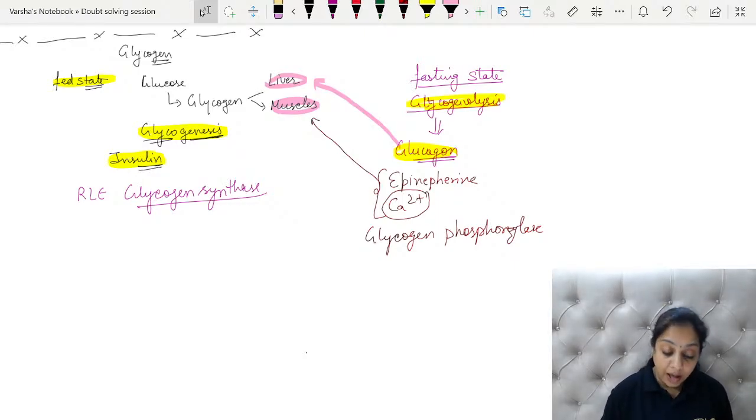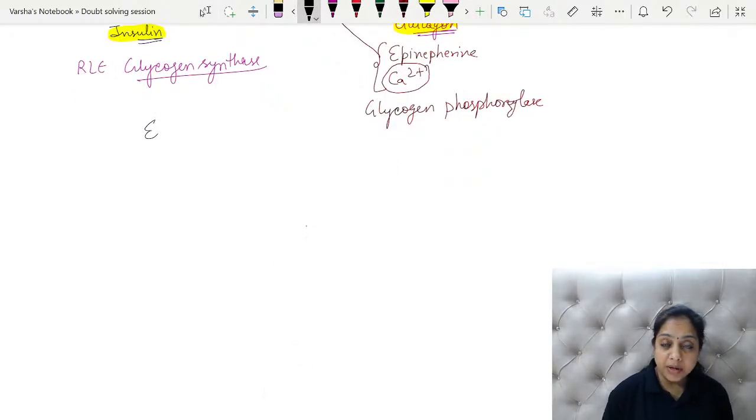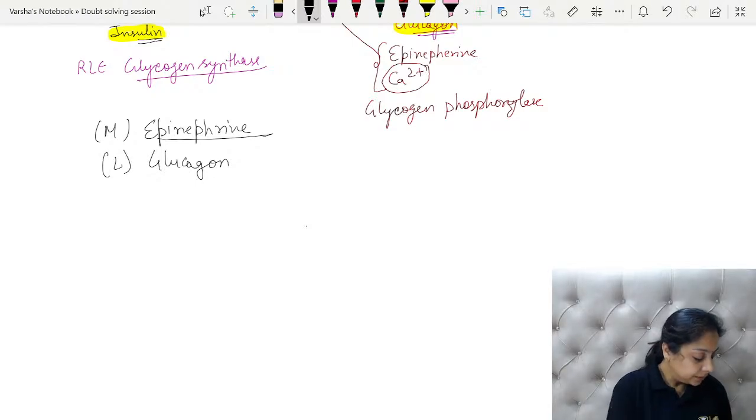Who is triggering it? You have to remember the cascade of events. So let's talk about how it is happening. Epinephrine. Can glucagon trigger glycogenolysis in the skeletal muscles? No. Skeletal muscles do not have receptors for glucagon. They have receptors for epinephrine, right? So epinephrine is going to do this in the muscles, whereas glucagon is going to do it in the liver.